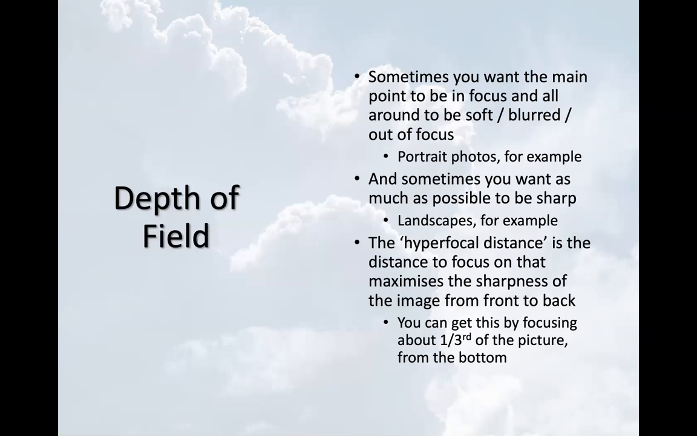But sometimes you want as much as possible to be sharp. For landscapes, for example, where you want the whole thing from front to back to be sharp. You don't want just the mountains at the back to be sharp and everything in front of it to be blurred. As a hint, there's a thing called a hyperfocal distance, which is the distance to focus on that maximizes the sharpness of the image from front to back. You focus about a third of the way up the picture from the bottom, and that maximizes the focus through the picture.